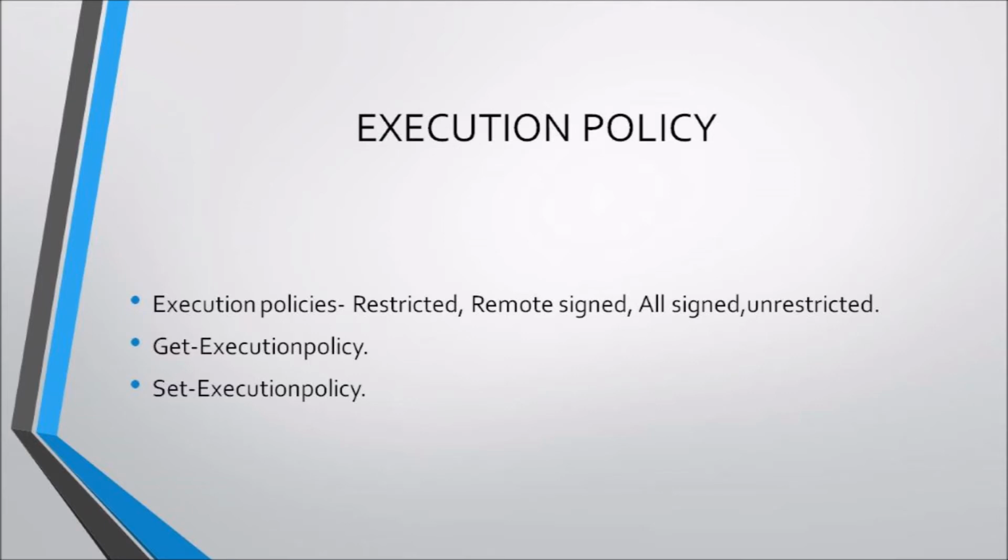To change your execution policy to some other execution policy, you can use the command set execution policy and mention what execution policy you want it to change. Now let's try some basic networking commands in PowerShell.